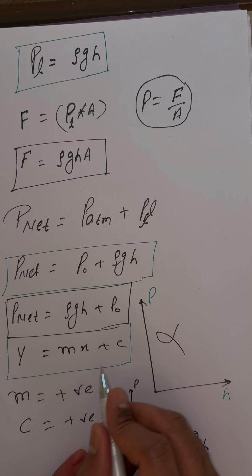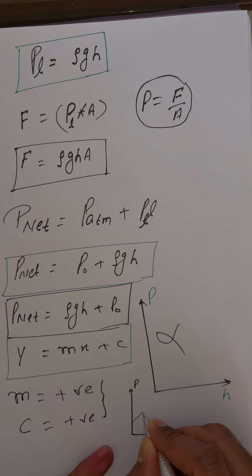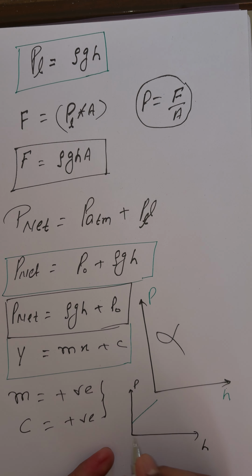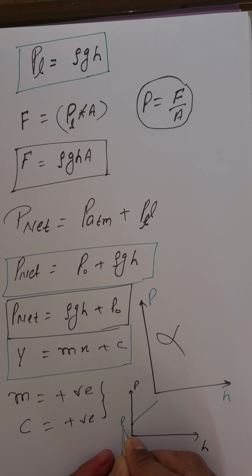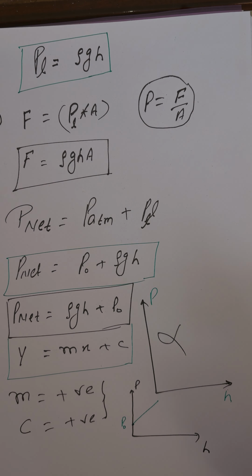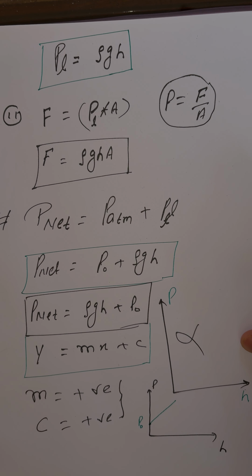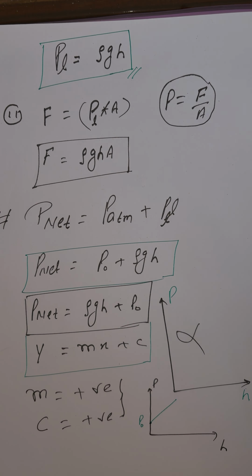Initially we have something, so the graph will definitely start from here only. And what's the value over here? This is P naught. So just keep in your mind what I explained, it is highly important. I know the entire class will discuss only this. From now onwards, keep in mind that the pressure due to liquid on the base of container is rho gh, right?